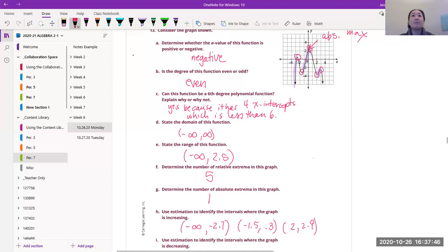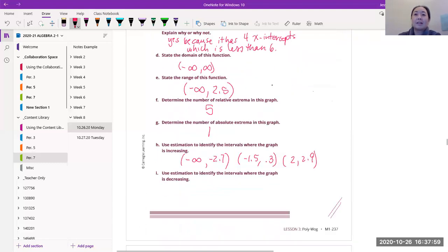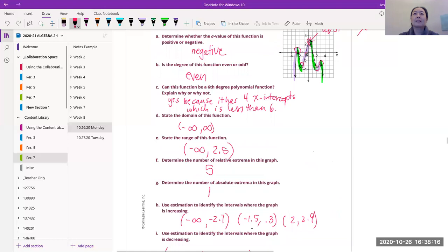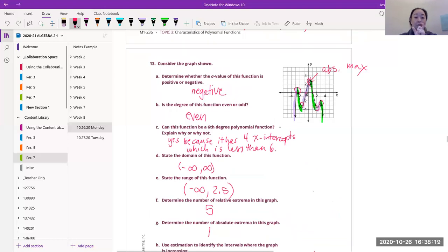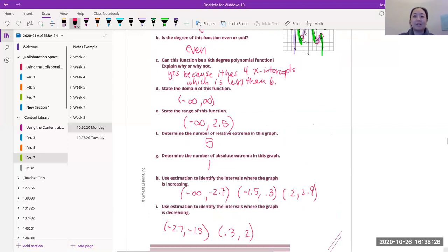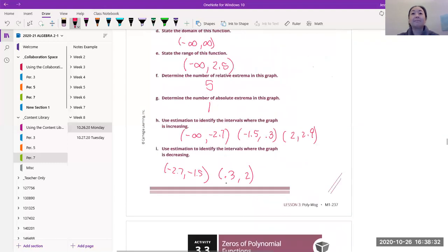So that's that. And then we're going to go with the intervals of decrease right here. So remember these points, we already have those points for these points right here. So it's just going to be negative 2.7 to negative 1.5. And then between these two guys is going to be 0.3 to 2. Because remember the in between the increasing intervals are the decreasing intervals, so we can use the same points. In between the 0.3 and the 2, that's going to be the decreasing part. All right, and that's it.